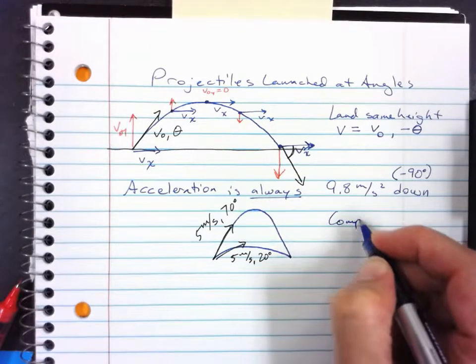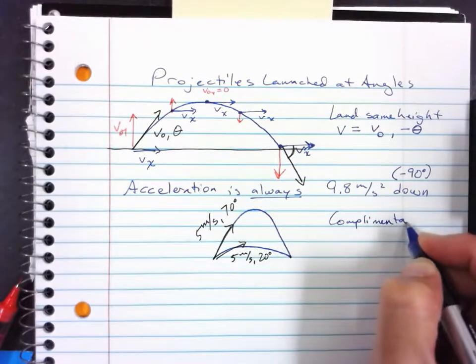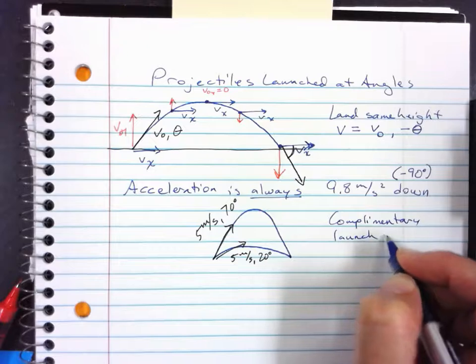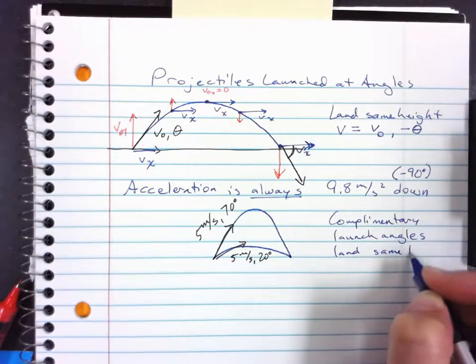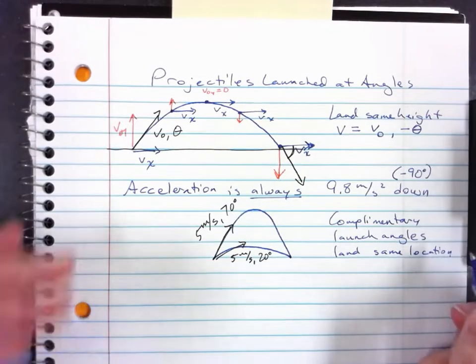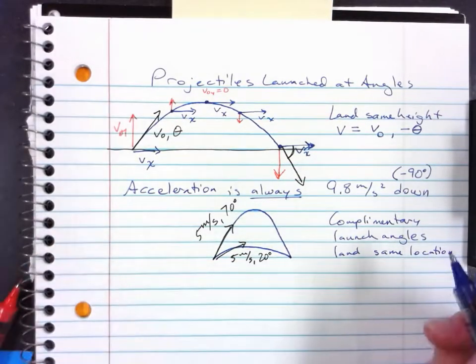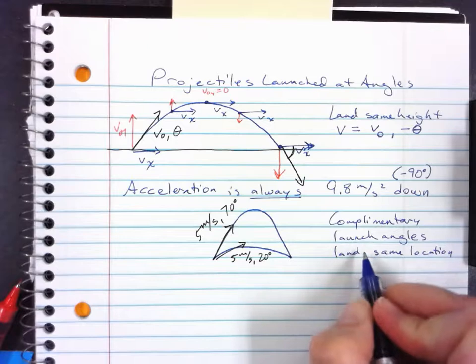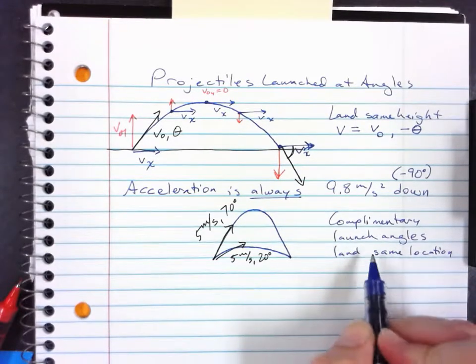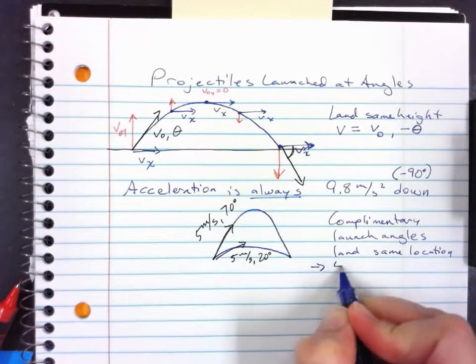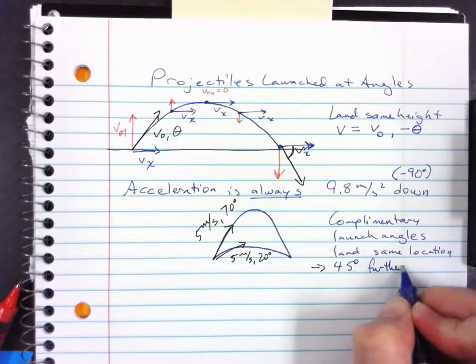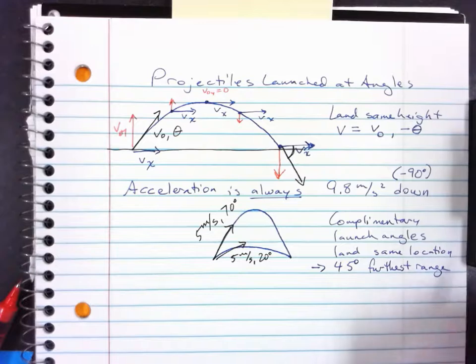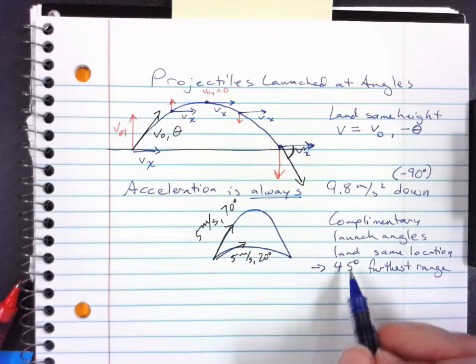So complementary launch angles land at the same location if it's on a level field. If it's not a level field, then it's different. And since complementary means adds up to 90, this is why 45 degrees gives the furthest range, or the largest range. So 45 is its own complement.